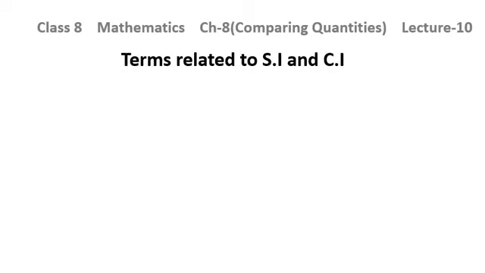So let us see first of all what are the terms related to SI and CI. What is this SI? That is simple interest. What is this CI? That is compound interest. You must have learned about SI in your previous class, but I will be discussing it once again. So let us see now the terms related to SI and CI.